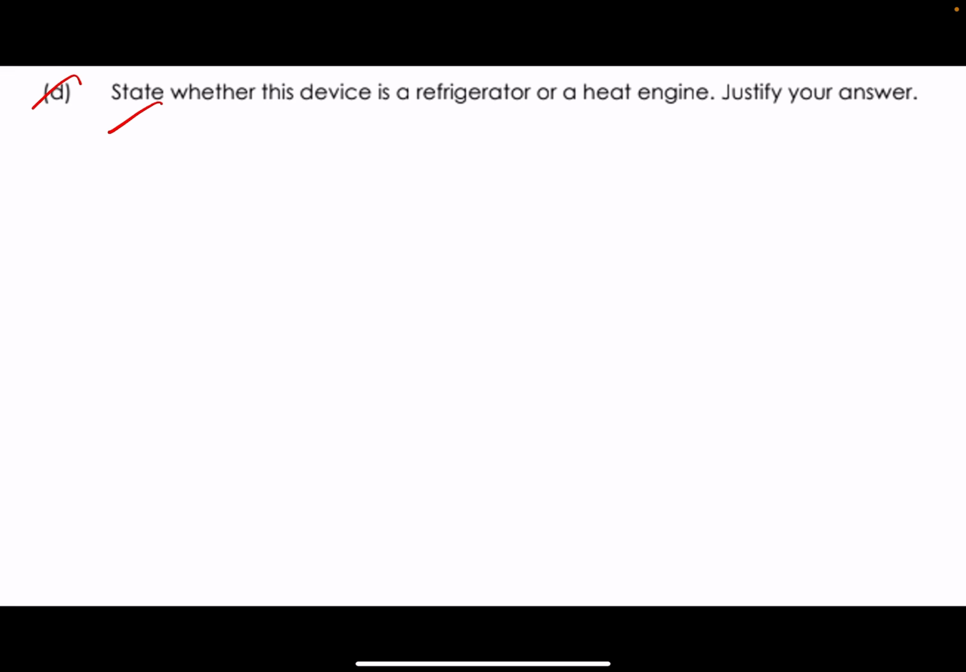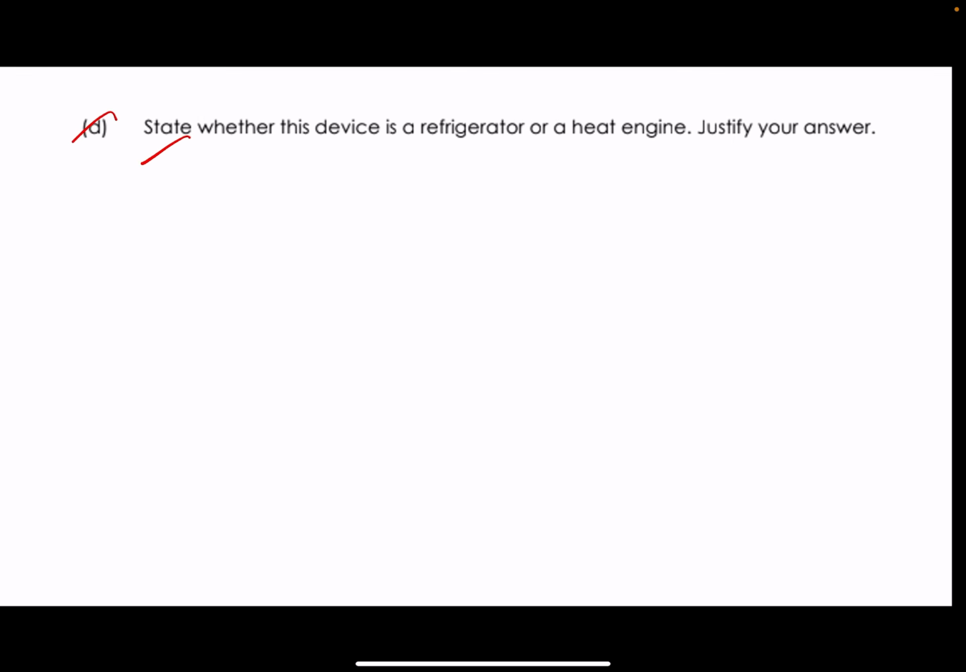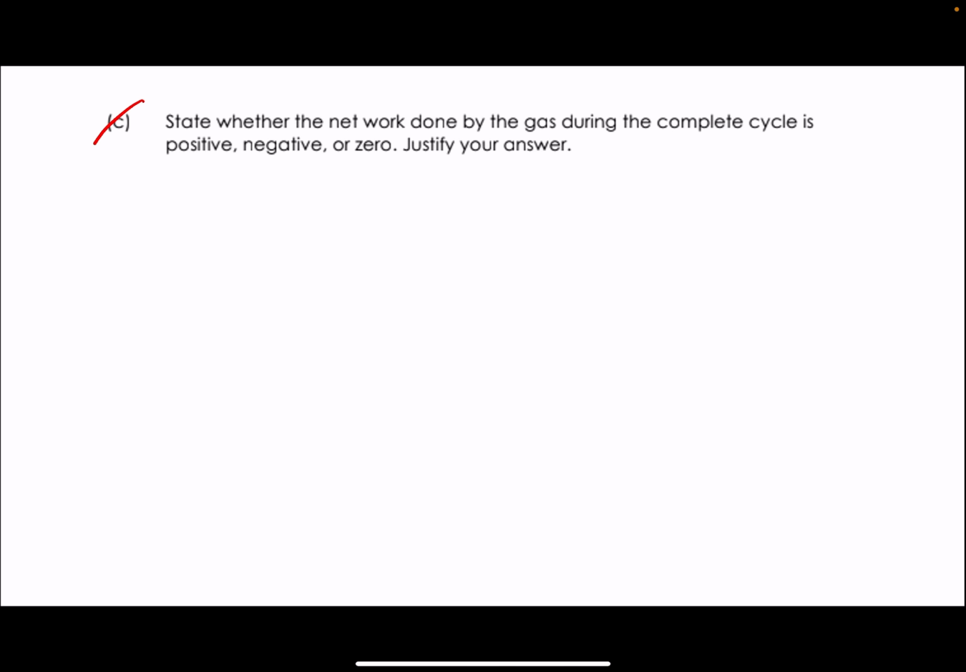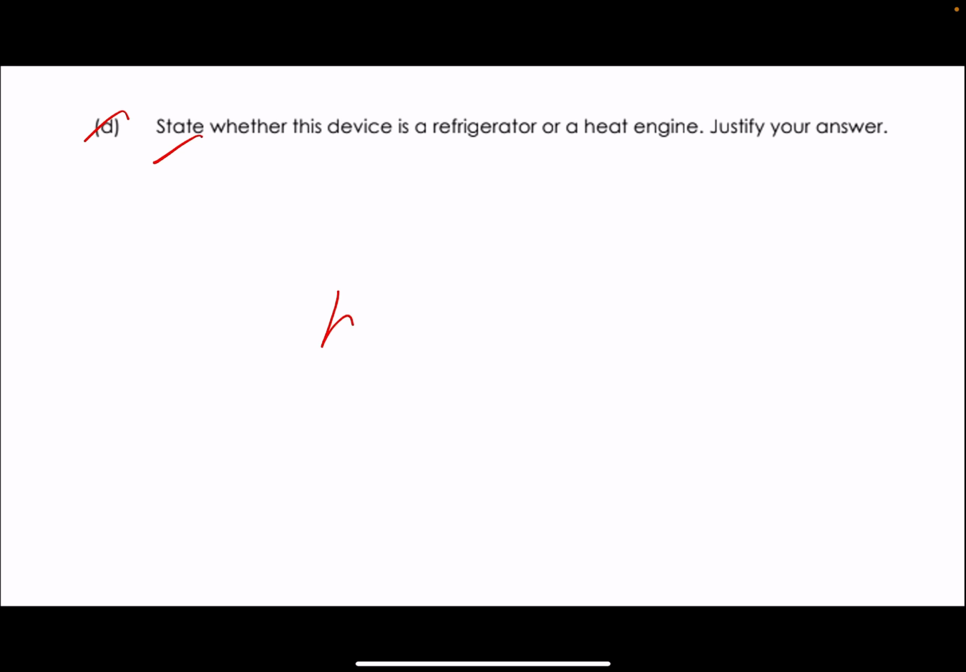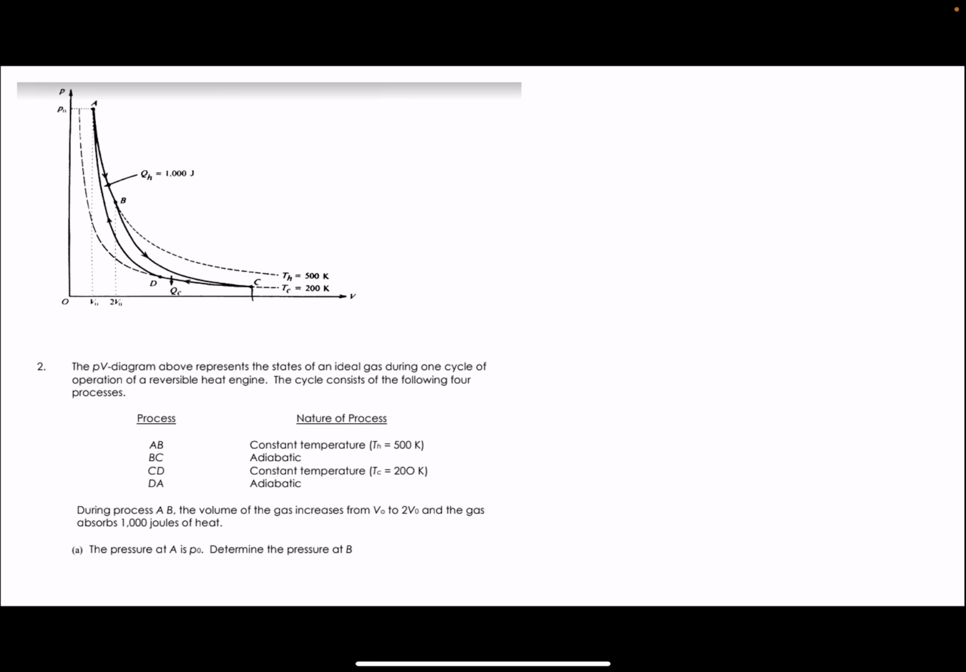We're skipping C and we're skipping D. If you want to know the answers, I can go ahead and tell you. The answer is positive here. And then the answer is heat engine. But we're not going to worry about those.